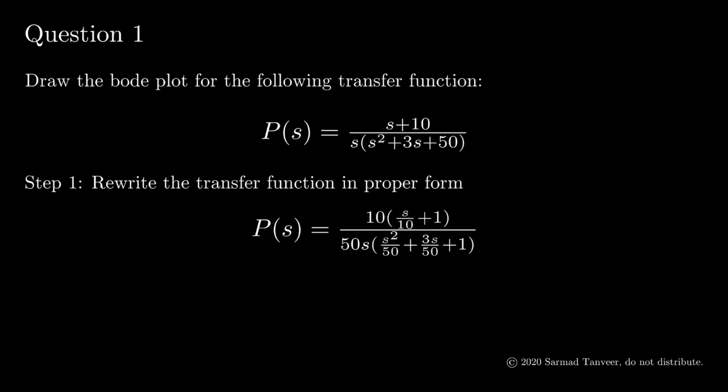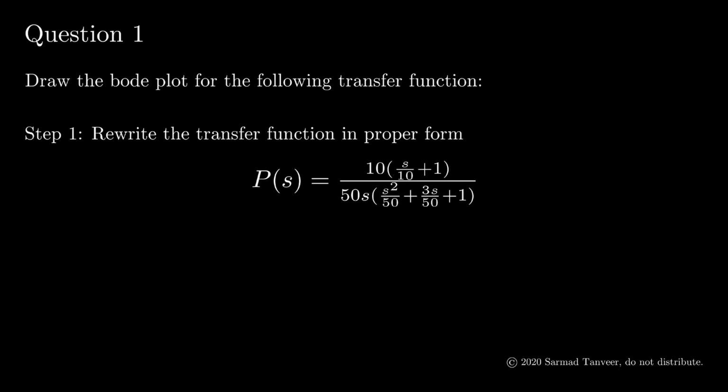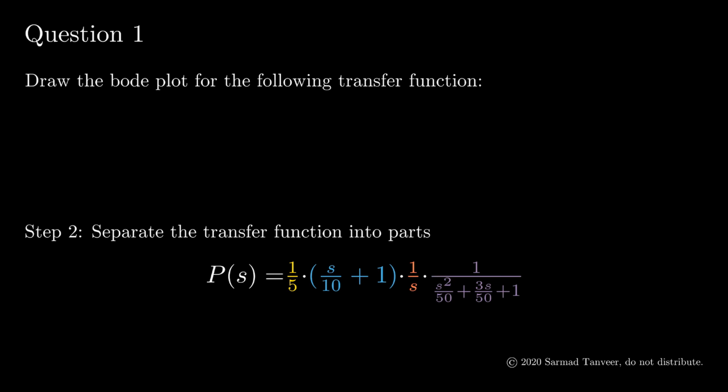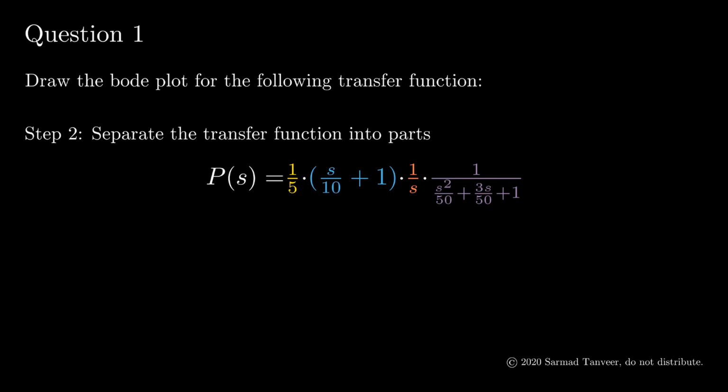This means factoring out the constant term in each of the polynomials in our transfer function. So we factor out the 10 from the numerator and the 50 from the denominator. This is done in order to allow us to separate our transfer function into distinct parts. We have a constant gain term, a zero term at 10, a pole at the origin, and finally a complex conjugate set of poles originating from the last second order term.